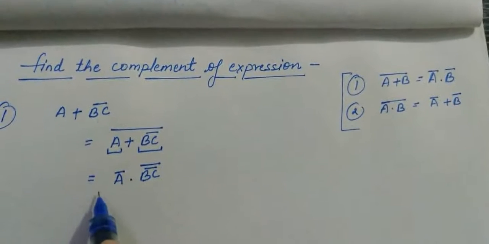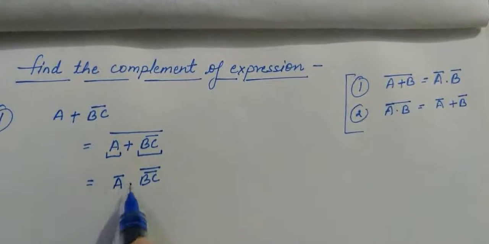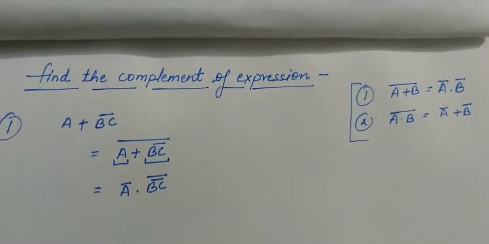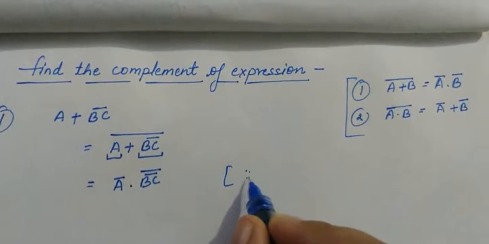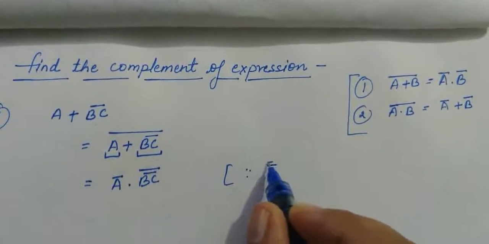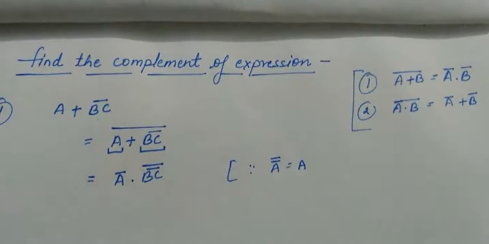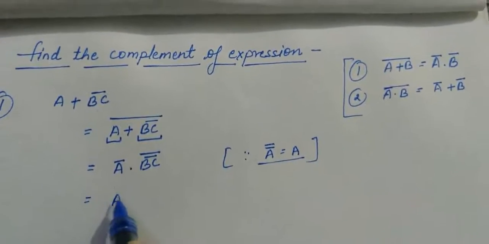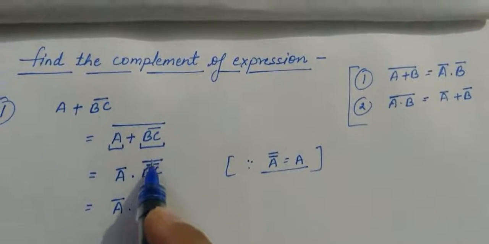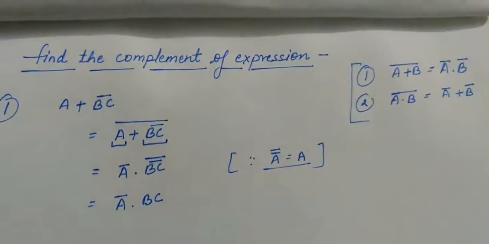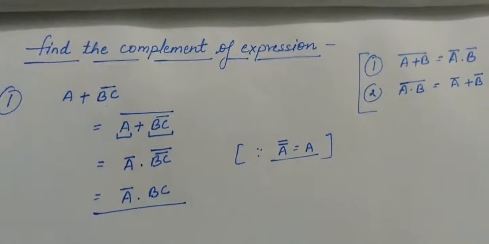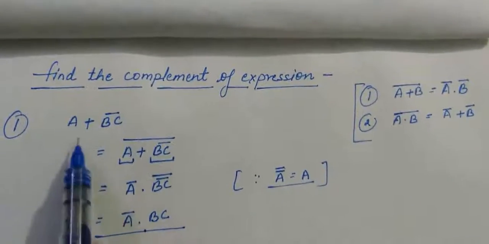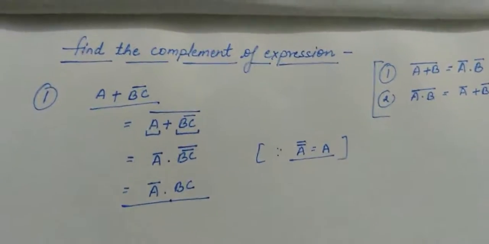So we got the answer A complement dot (B C complement) complement, and we also know that A complement complement is always equal to A, so we can use this basic theorem and apply it here. So A complement dot (B C complement) complement will be B C only. So this is the required answer. This is the complement of the expression A plus B C complement.